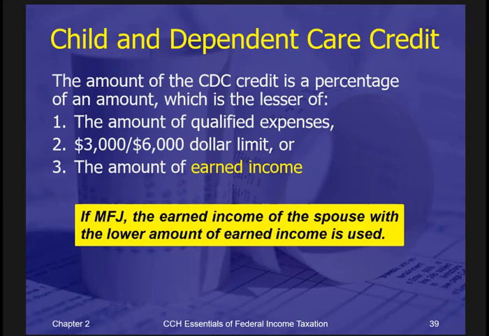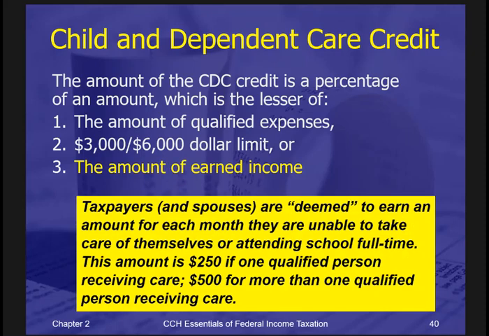And if they are going to school, we have an idea of deemed income where it's $250 a month if you have one qualified person, $500 for more than one. This is not actual income, it's just deemed income. They are pretending as if they had gone to school, that they were actually earning, so that if one spouse is working and the other spouse is a student, this could still apply, all right?